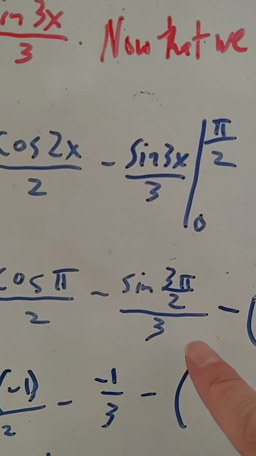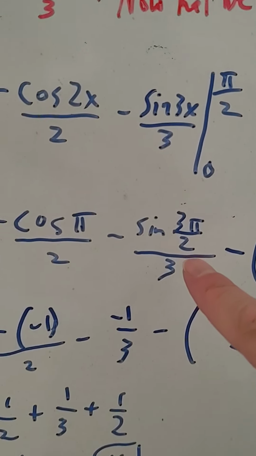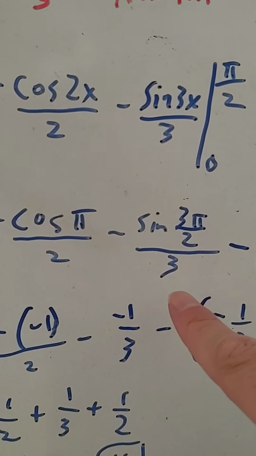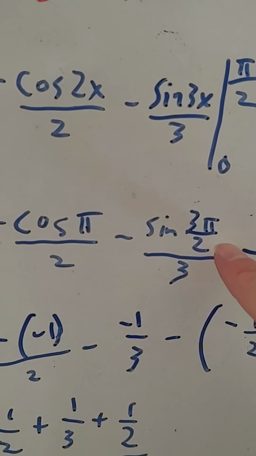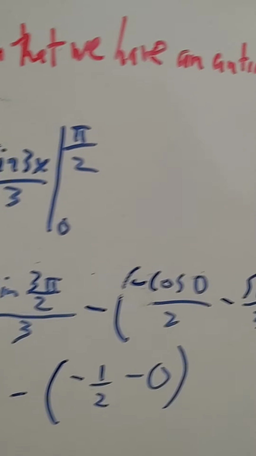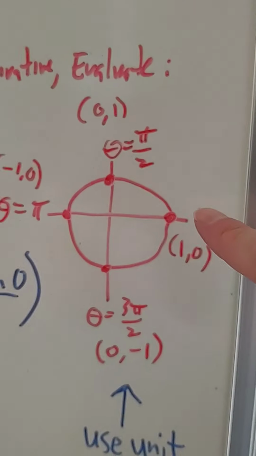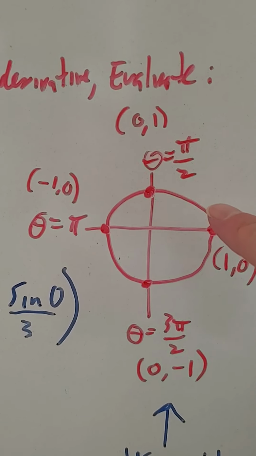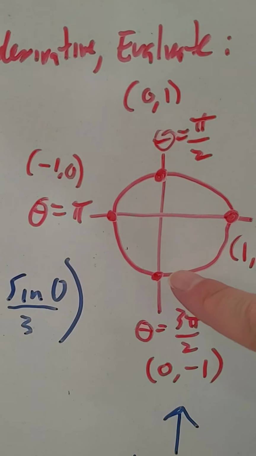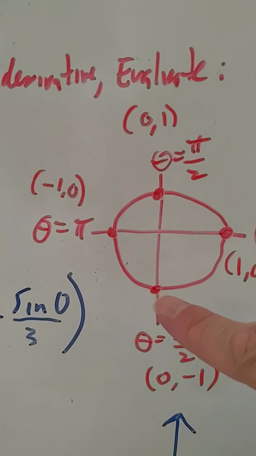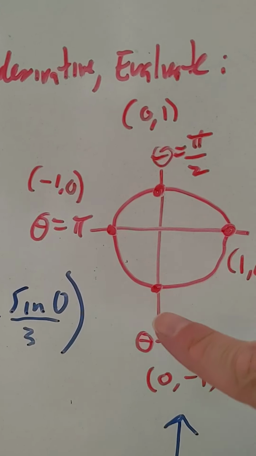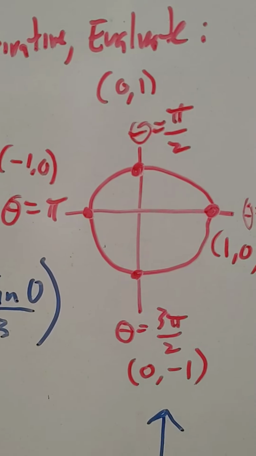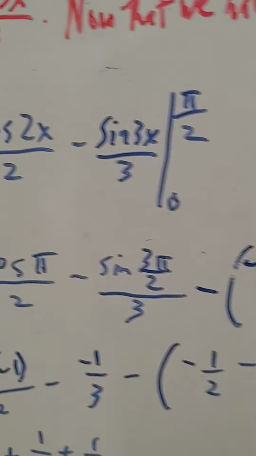Minus, and now what's the sine of 3 pi over 2? It's going to be -1, and don't forget to write it over the 3. Here's why. When the angle is 3 pi over 2, you always start from the positive x-axis and rotate to 3 pi over 2. At 3 pi over 2, the sine of that angle is going to equal the y-coordinate, which is -1. So that's where I got that -1.